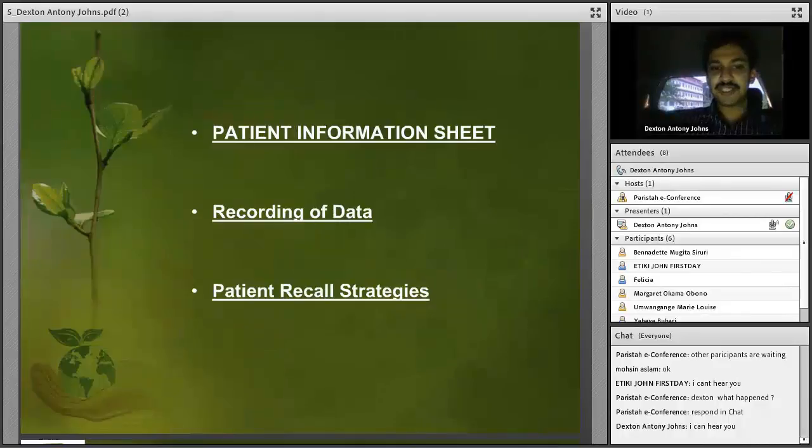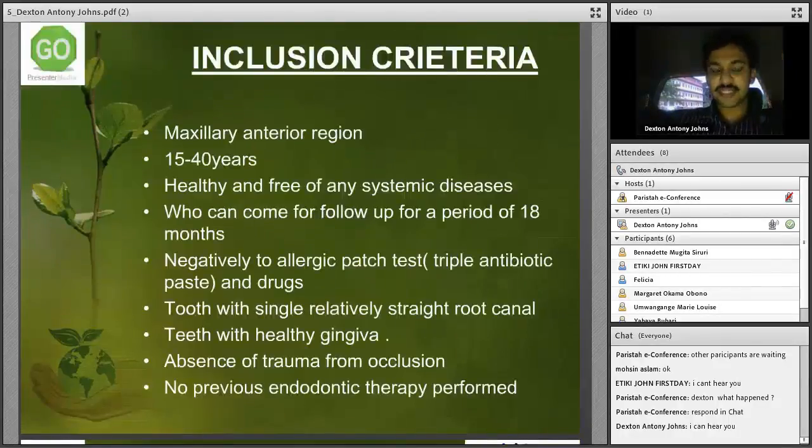The patient information sheet was taken, data was recorded, and patient recall strategies were explained to the patient. The inclusion criteria included teeth in the front region. Patients aged 15 to 40 years, healthy and free of any systemic diseases, who could come for a follow-up of 18 months, who had no history of allergy, who had healthy gingiva and a straight root, were taken up for the study.